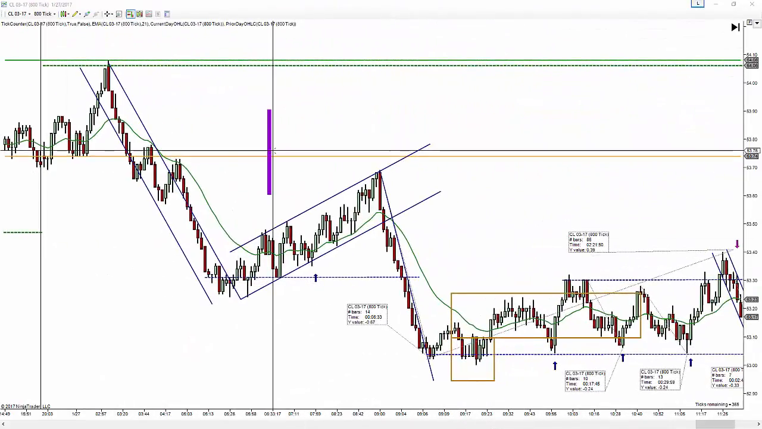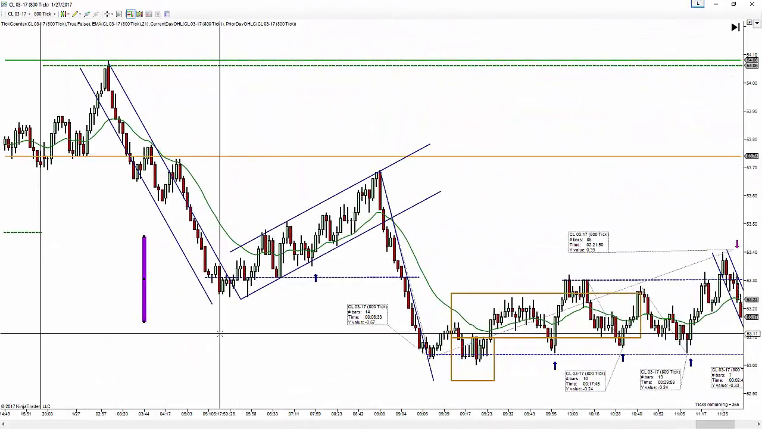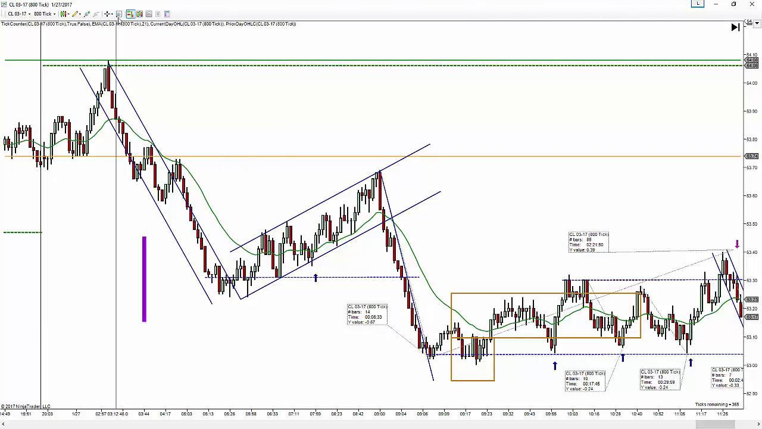Hello, this is Vance, and this is Friday, January the 27th, 2017, and these are the CL trades for today using the slow hand method for price action.